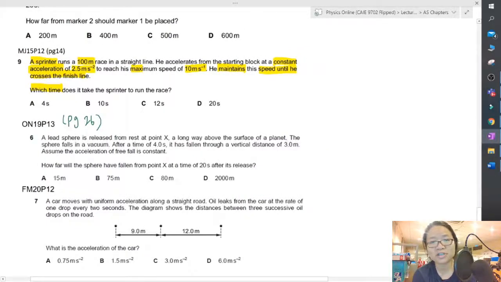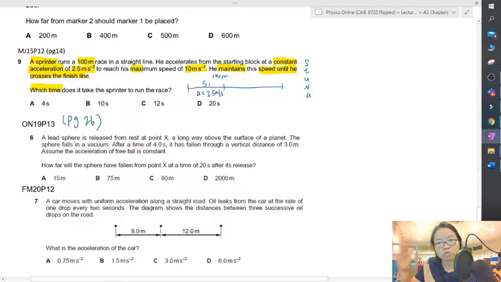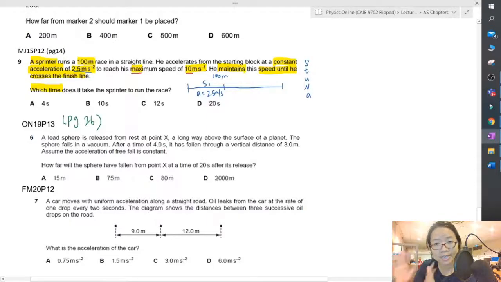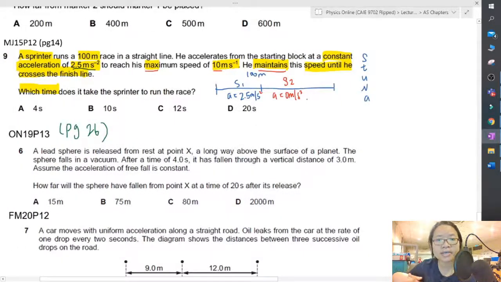Alright, I'm going to solve this first by trying to use the kinematics equation. Let's say I put STUVA. So he is going to run 100 meters. I need to chop up the 100 meters into two sections. The first section, he's accelerating at 2.5 meters per second squared, constant acceleration. And then the second section, he maintains the same speed, so your acceleration is 0, and you can use your favorite equation. So I know S1 plus S2 is 100. And he maintains the 10 meters per second until you reach the finish line.